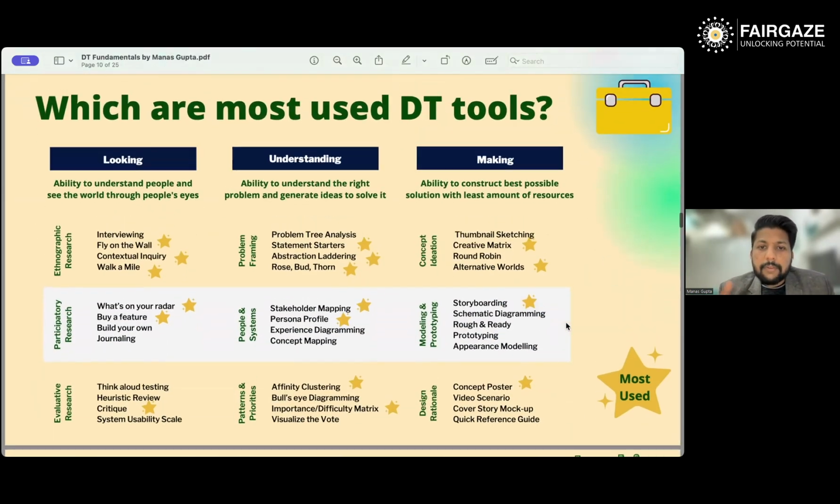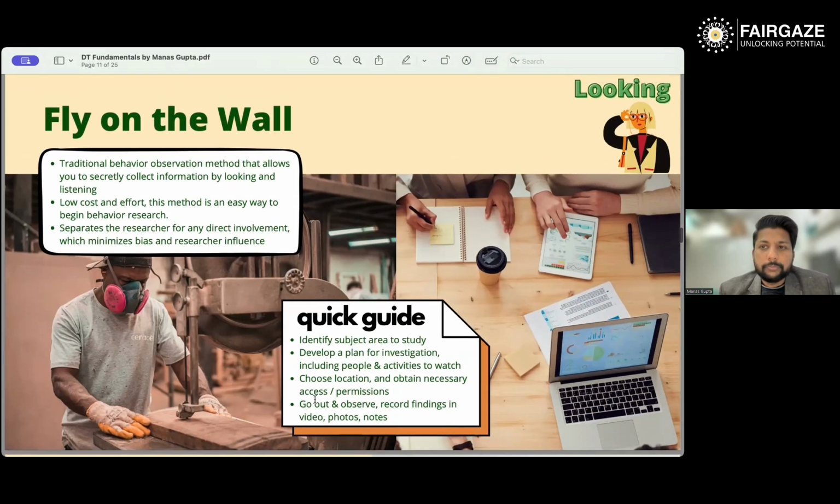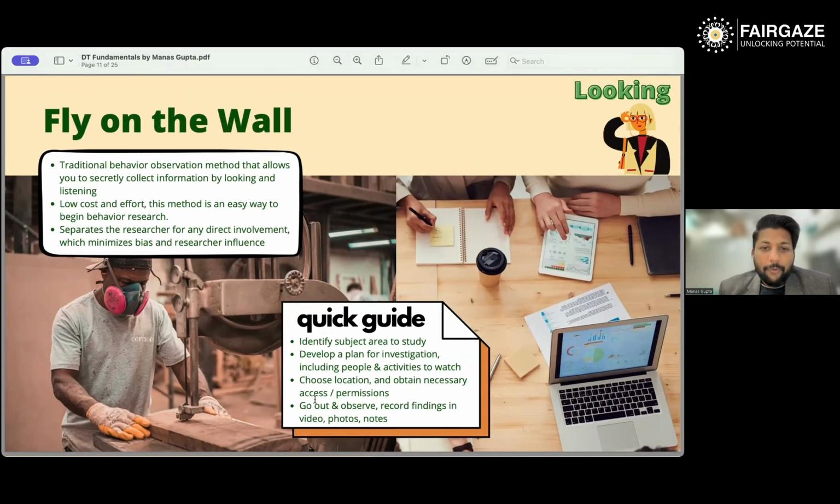So here I have listed some of the most used tools in design thinking. First is fly on the wall. As the name denotes, what does a fly on the wall do? Really, a lot of work? No, probably just seeing. So you are just seeing how a person who is manufacturing or doing his or her job is actually doing it. For example, a lot of times you stop and visit a construction site, and see how a mason is building a building or how the roads are made.